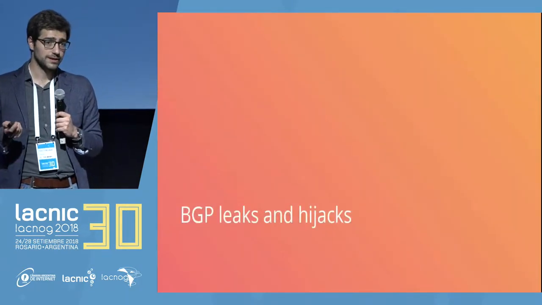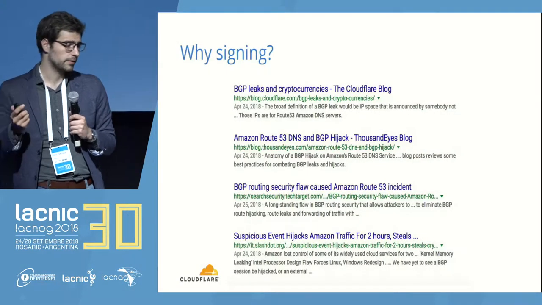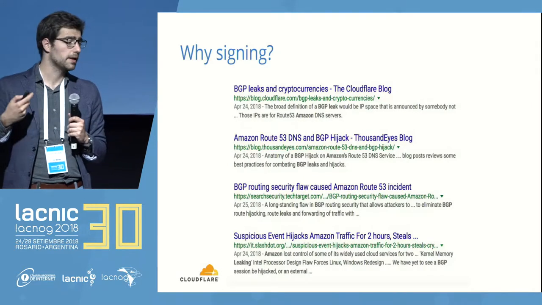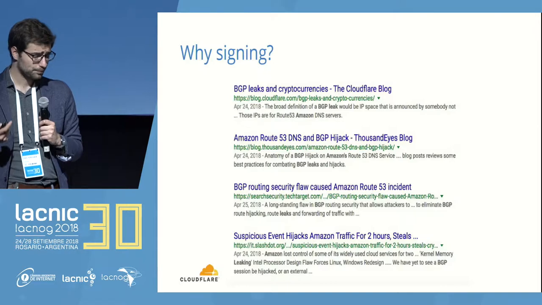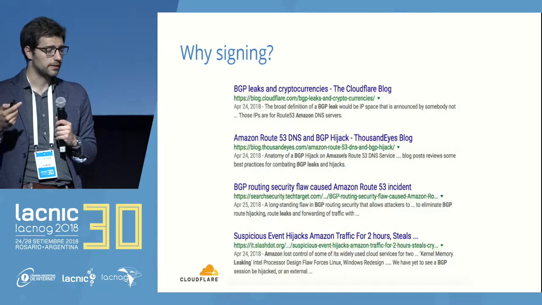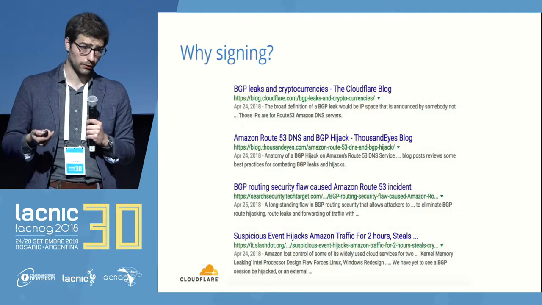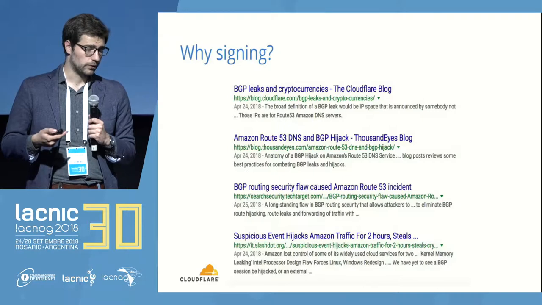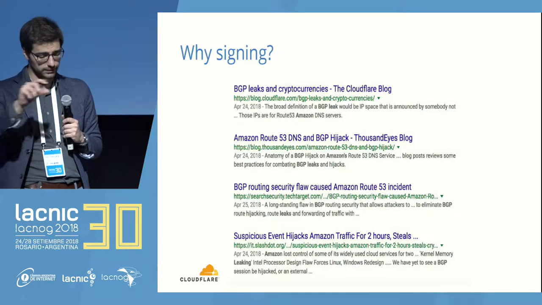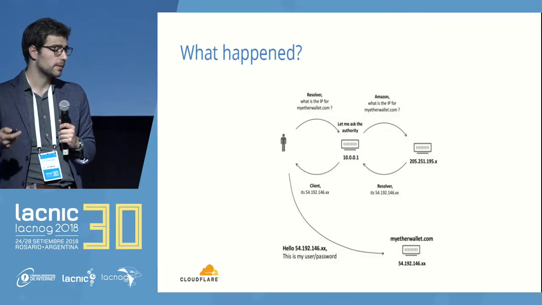A quick overview of how a hijack happened. There was the Bitcoin MyEtherWallet incident that affected Cloudflare. We published a blog post, and our routers actually accepted the bad route in Chicago. We had traces, we saw it in our monitoring devices, like, oh damn, we accepted the route. But what happened exactly?